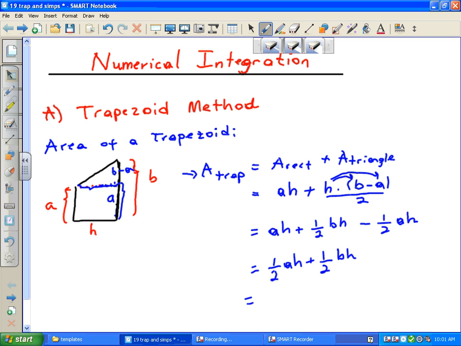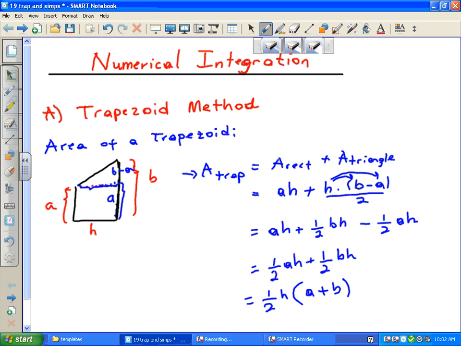Now, could I factor out anything? What should I factor out? 1/2 h. Take out 1/2 h. What is left inside the parentheses? A plus b, correct? Now, if you look at your handout, I believe on the very top of the handout, I gave you this formula. I didn't derive it on that handout, but it says 1/2 h times a plus b. That is the area of a trapezoid, so we just saw why that is the case.